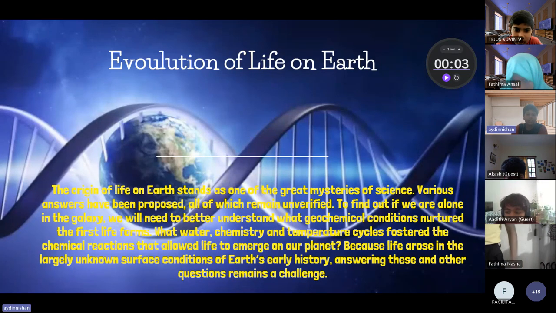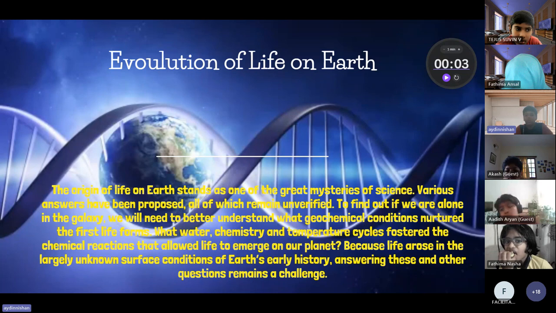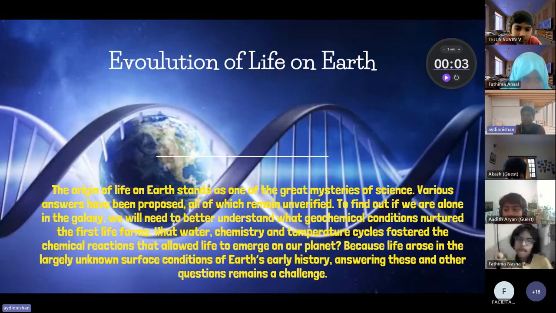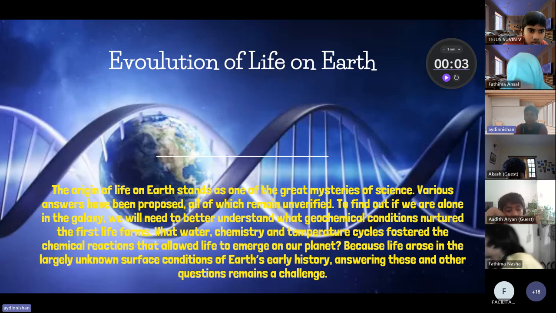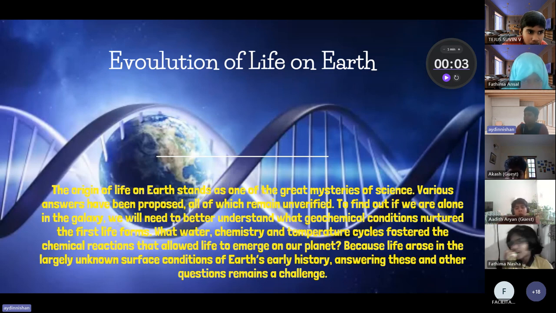So the next: evolution of life on Earth. The origin of life on Earth stands as one of the great mysteries of science. Various answers have been proposed, all of which remain unverified. To find out if we are alone in the galaxy, we will need to better understand what geochemical conditions allowed the first forms of life, what water chemistry and temperature cycles fostered the chemical reactions that allowed life to emerge on our planet. Because life arose in the largely unknown surface conditions of Earth's early history, answering these and other questions remains a challenge.